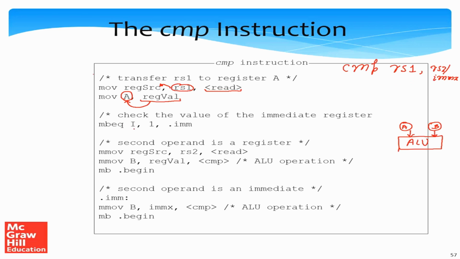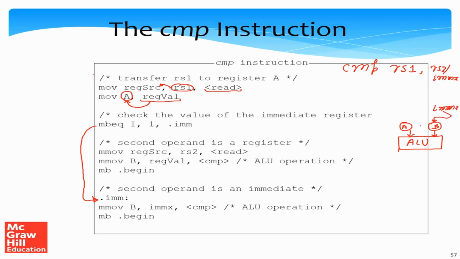Same thing, once again, we check the value of the immediate. If it is 1, we do something. If it's 0, we do something else. So we've always been explaining the one case first. So let's try to stick with the same tradition. If it's an immediate, well, it's very simple. We move the contents of IMX via the shared bus, of course, to B.